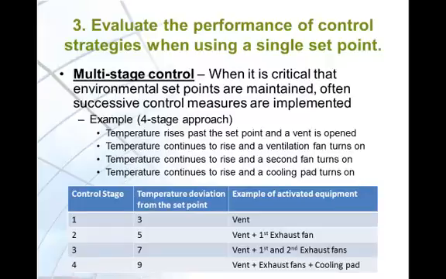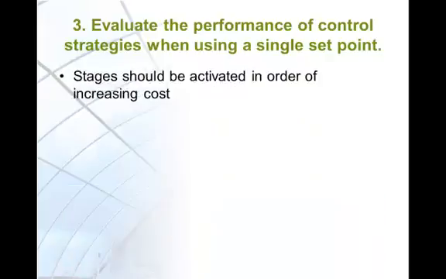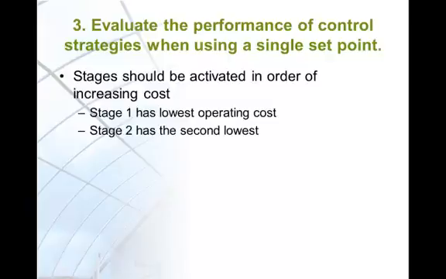Let's put some numbers to this example. Stage 1 might be programmed to initiate at 3 degrees over set point. Additional stages might activate at 2-degree increases in temperature. Stages should be activated in order of increasing cost. Stage 1 has the lowest operating cost, Stage 2 has the second lowest cost, and the final stage is the most costly to operate.